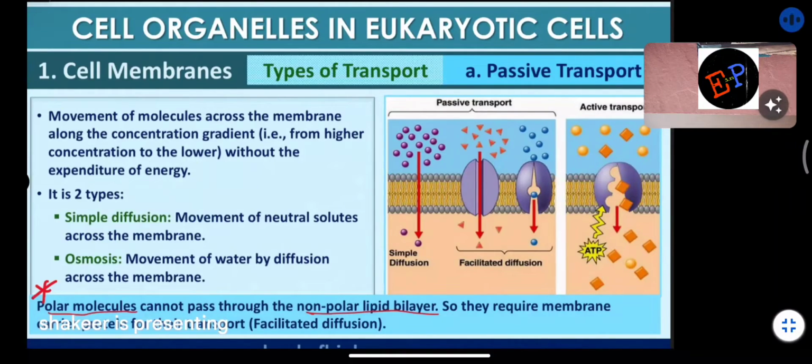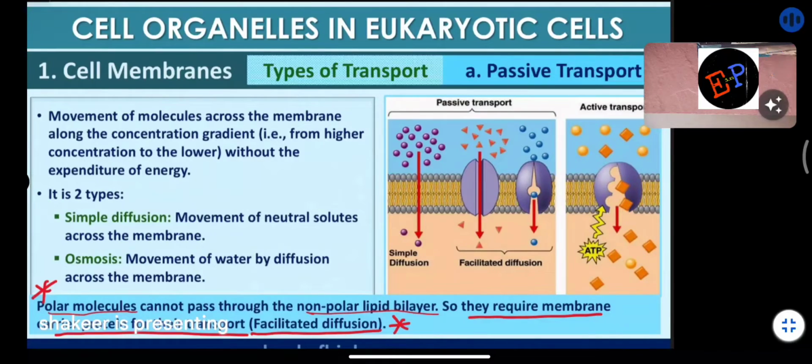So what they do is they construct a bridge of proteins. Clear, ma? So they require a membrane carrier protein for their transportation. So this type of transportation, what do we call it? We call it facilitated diffusion. Are you able to understand, ma?